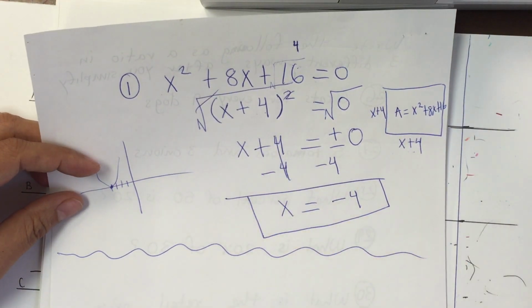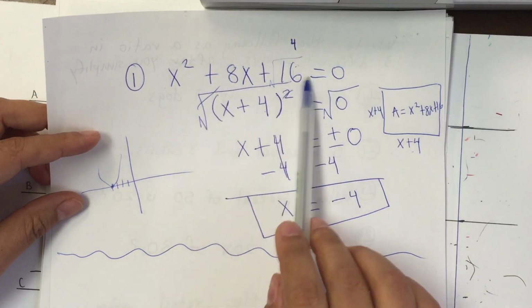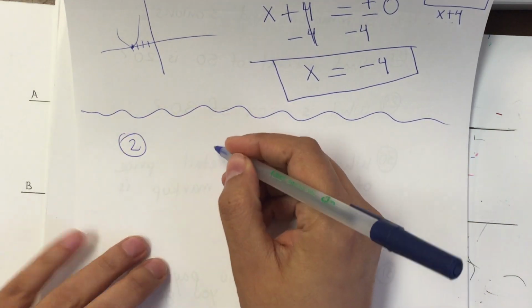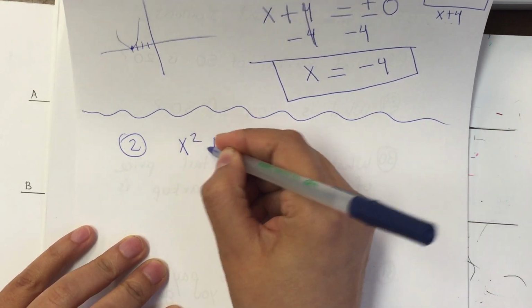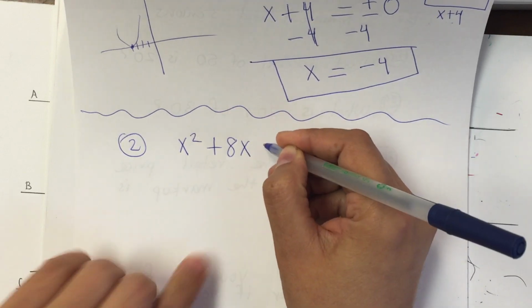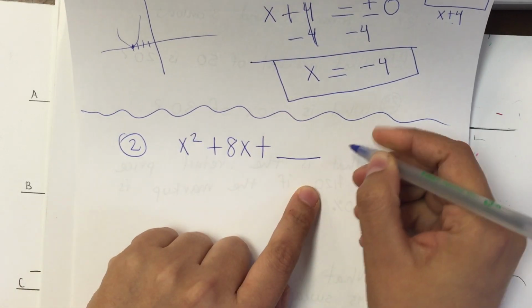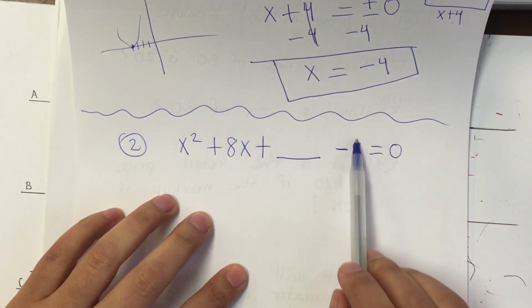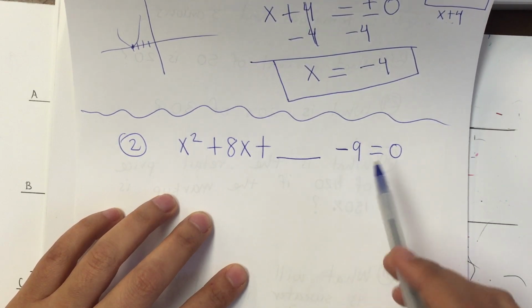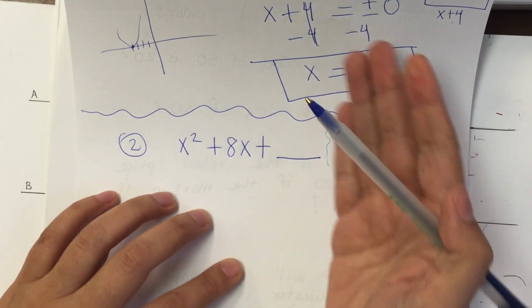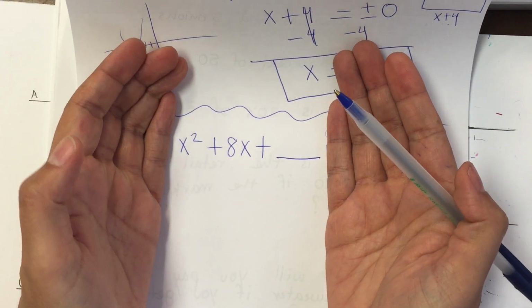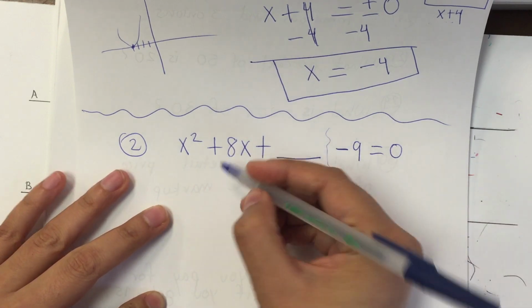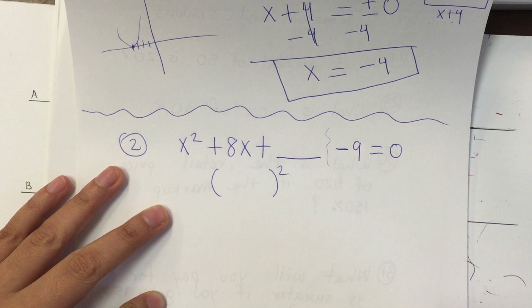Today we will be completing the square because it's not going to be perfect like this. Let's say that we have x squared plus 8x plus something minus 9 equals 0. So this is just an additional, but how can I complete this to make it a perfect square? It's going to take a funny path.